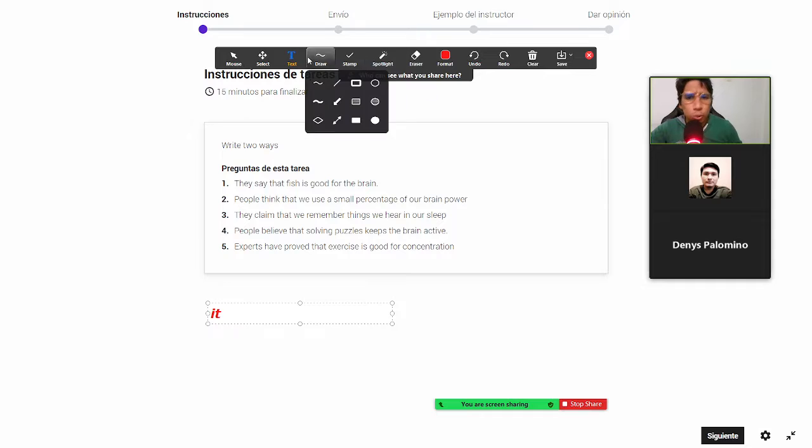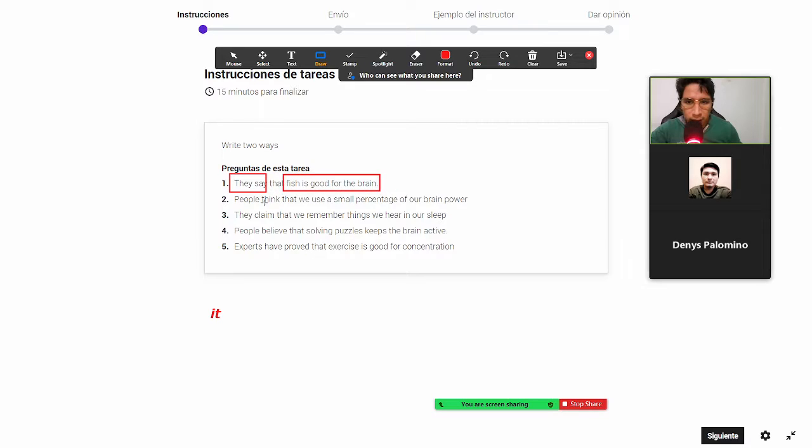A ver, lo primero, lo que yo les recomiendo, separa tus oraciones en partes, ¿no? Por ejemplo, they say, eso es uno. Y la segunda, fish is good. People think es uno. They claim es otro. People believe es otro. Experts have proved that es otro. Y lo demás es otra oración. ¿Quedó claro? Ahora aquí me fijo. Mi oración 1, ¿en qué está? En presente. ¿Cómo sería? It is.